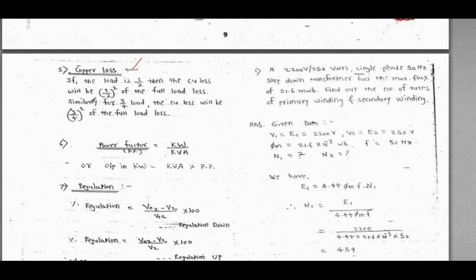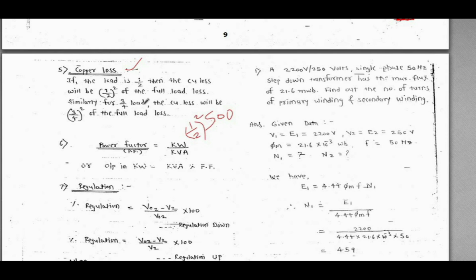Okay, if your full load copper loss is 500 watt, then how we can calculate copper loss for half load? Then you have to calculate half square of the full load. 1 divided by half square into full load. Okay, in this way you can calculate.